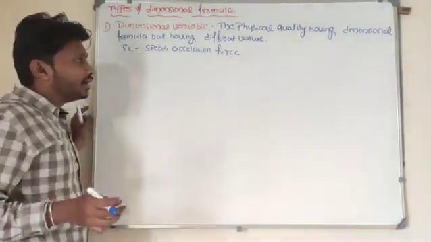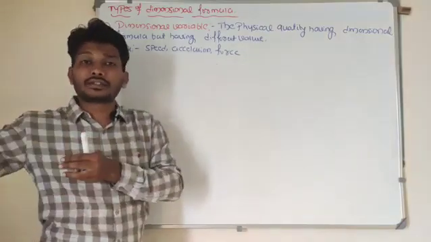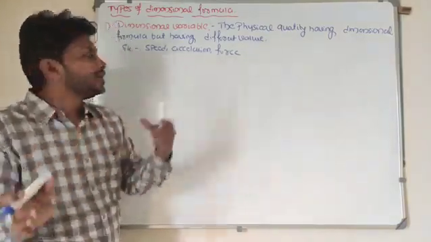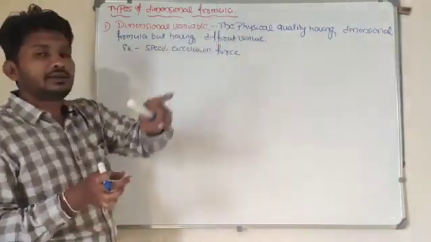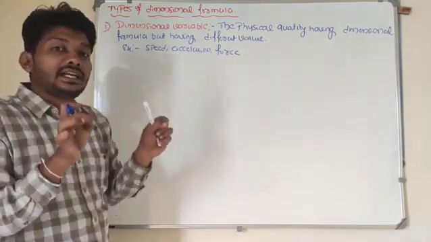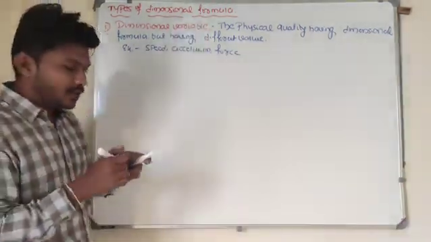So we are able to write the dimensional formula for force. So force is 5 Newton, force is 10 Newton, force is 50 Newton. The value of the force is going to change here, so that is a variable value. So the physical quantity has dimensional formulas, but it has variable values. So those belong to dimensional variables.